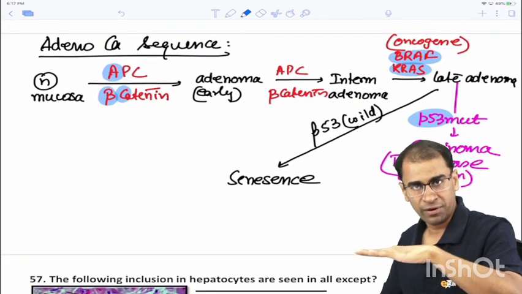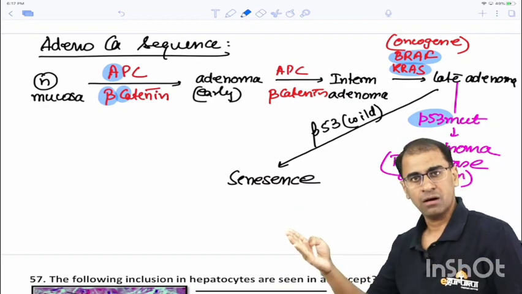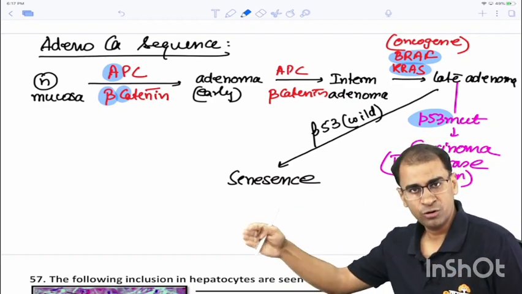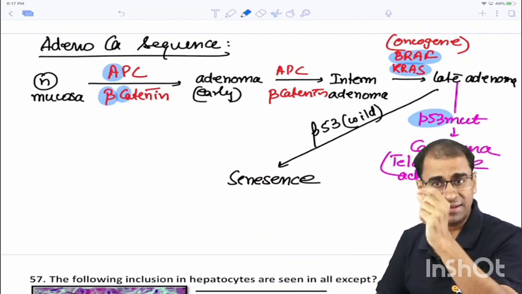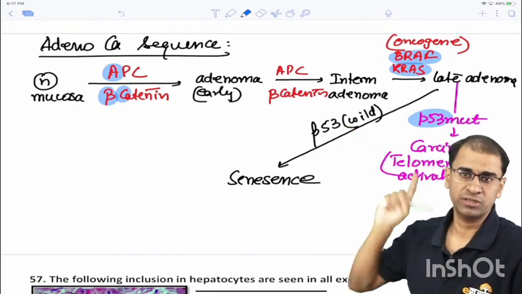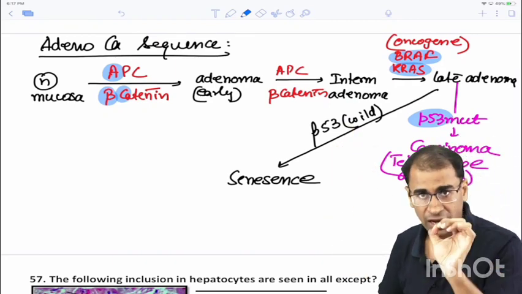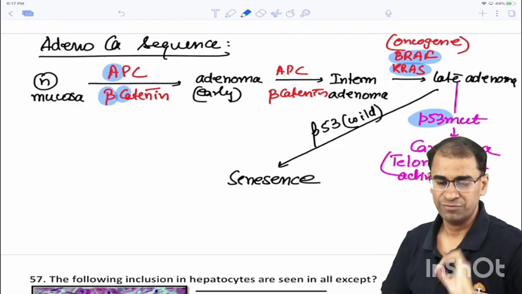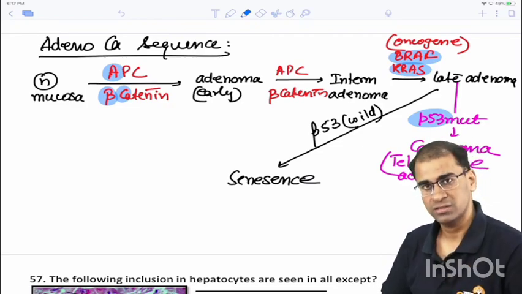First is normal mucosa. It then becomes early adenoma, intermediate adenoma, and then late adenoma. Finally, it can lead to carcinoma depending upon the presence or absence of this guardian policeman P53. It's called the adenoma-carcinoma sequence.